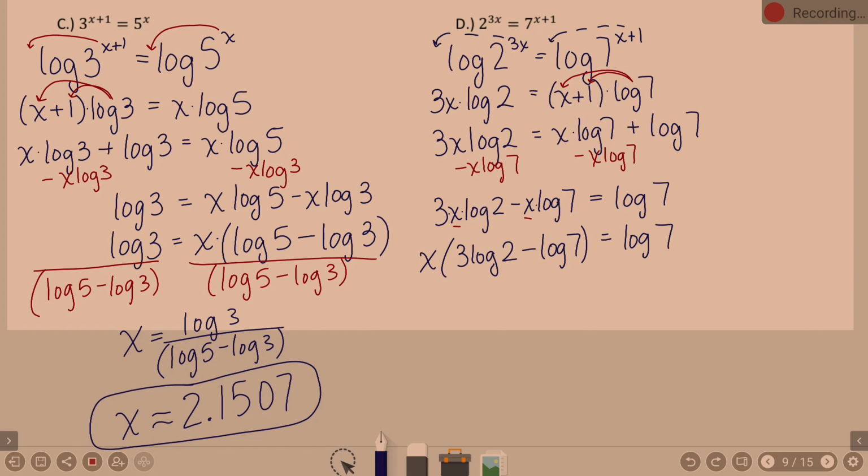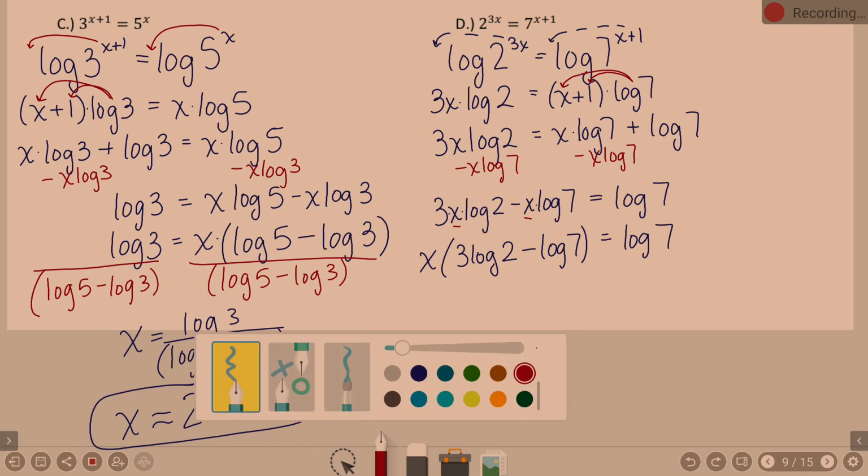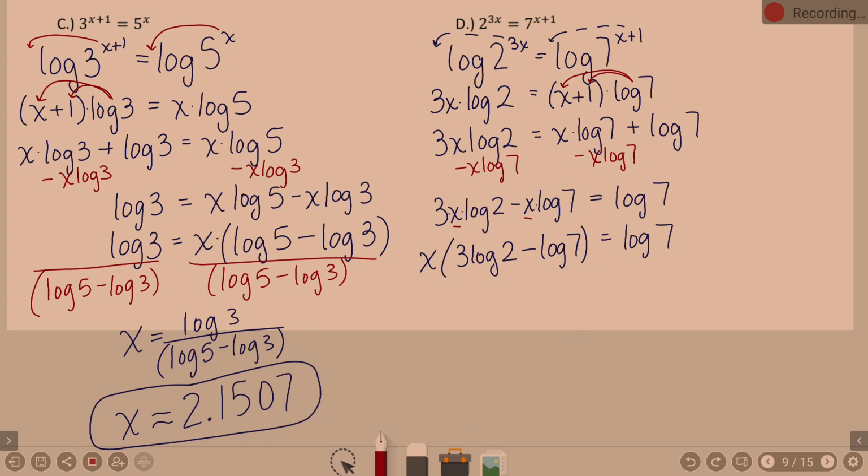Okay, we're almost there. If it's x times that big old nasty parentheses, doesn't matter what it is, right? It's x times something, we're going to divide. So I'm dividing by 3 log 2 minus log 7. I'm going to write it on both sides. Dividing by 3 log 2 minus log 7.